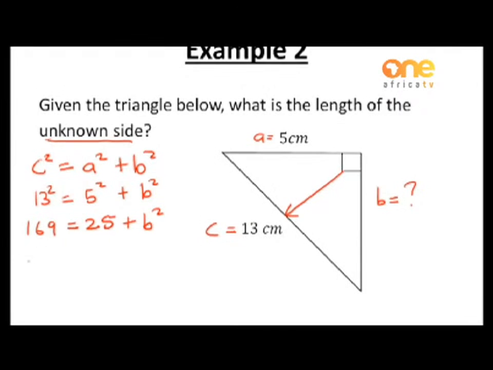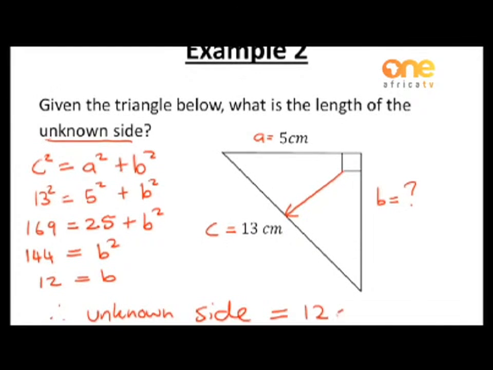So 13 squared is equal to 169, which is equal to 25 plus b squared. Bringing that across, we get 169 minus 25, which is 144, and this is equal to b squared. Now square rooting both sides, we get that 12 equals b. We only take the positive because the negative square root is not valid, as this is the length of a side, and we cannot have negative lengths. So therefore, the unknown side is equal to 12 centimeters.